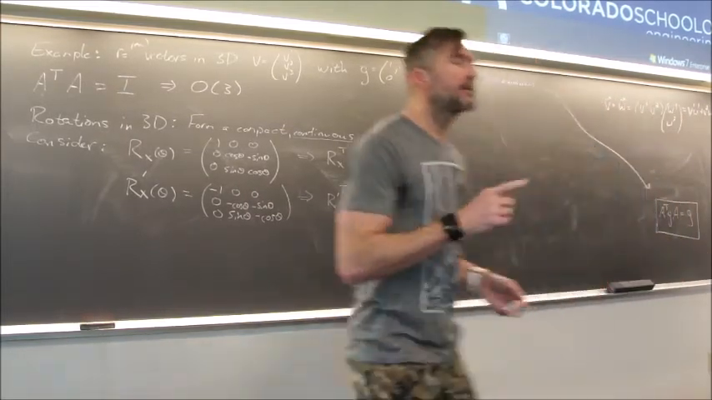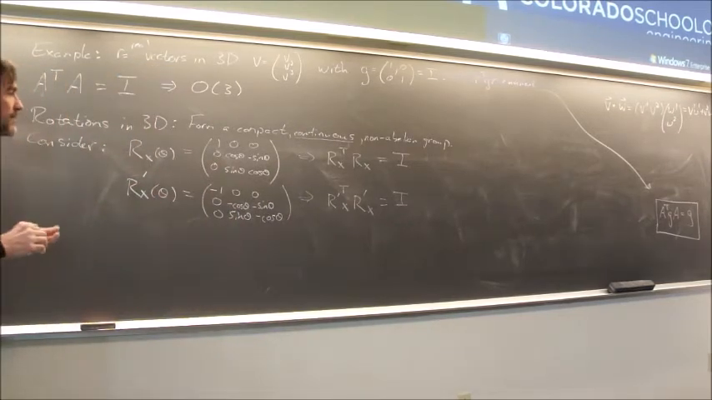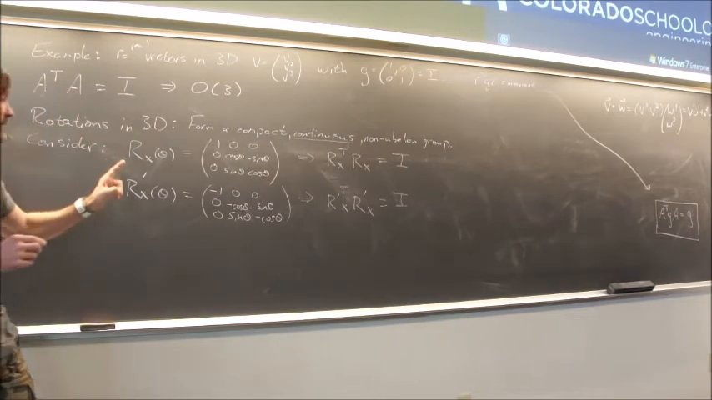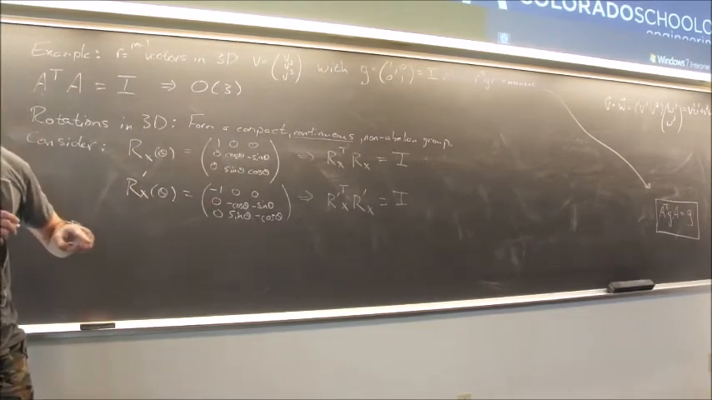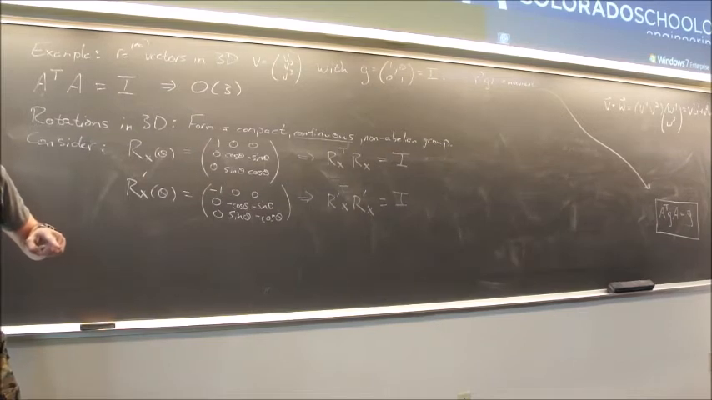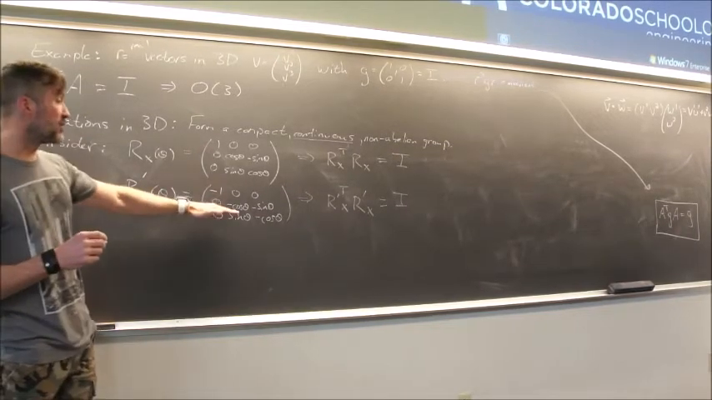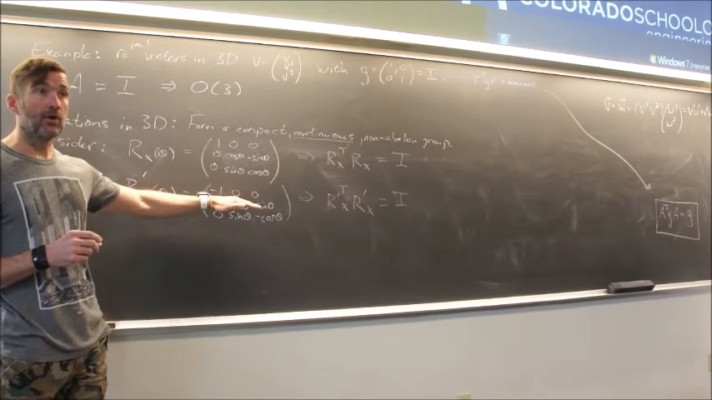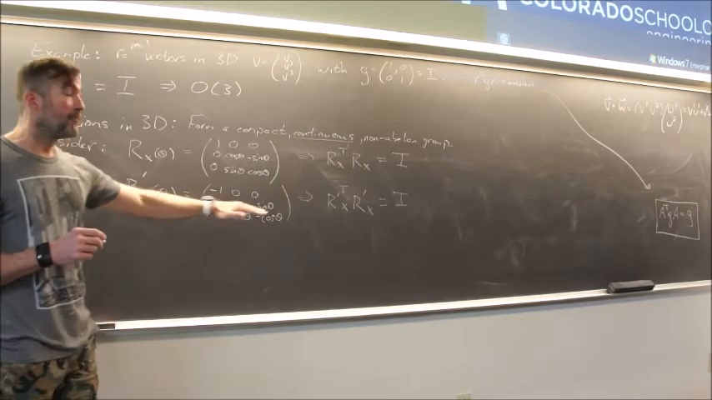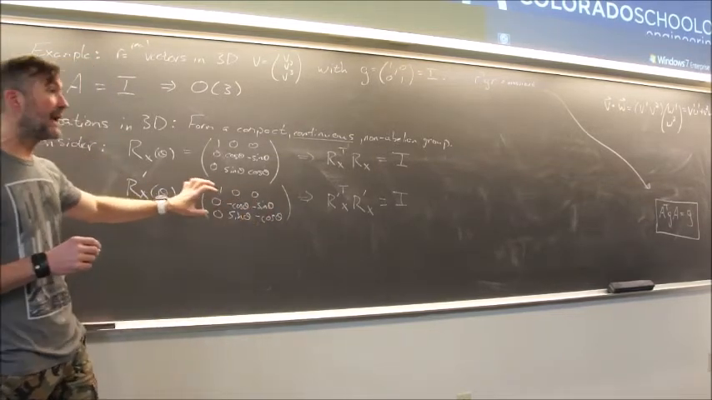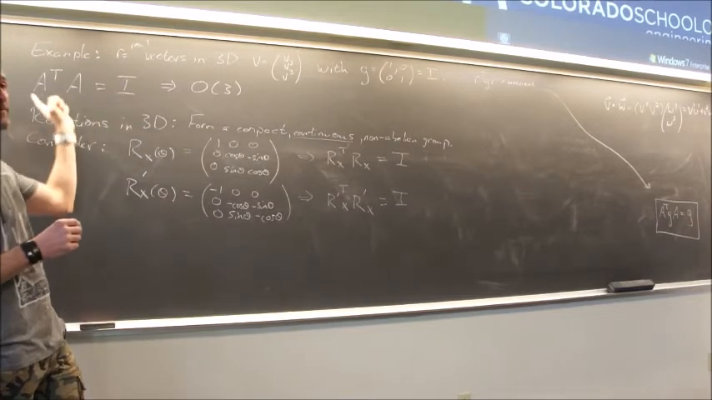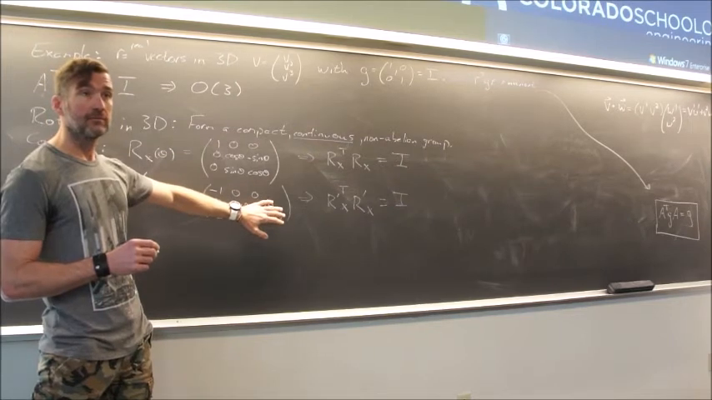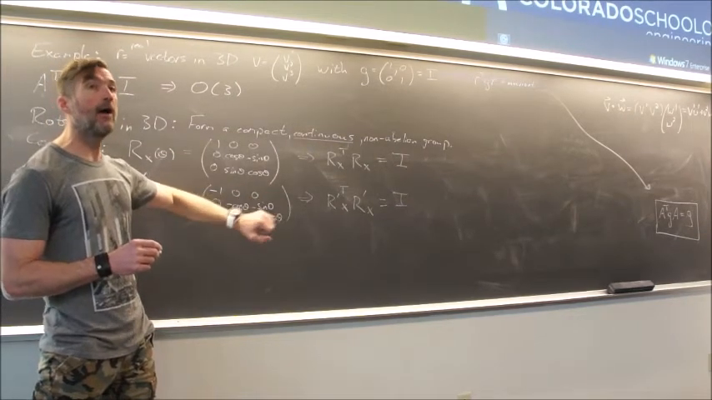So here's the important conclusion. If I used this condition to define rotations, then these would both have to be rotations. But I want to argue that this is not a rotation. We're going to figure out what it is in a minute, but somehow I would like to take all of the matrices that satisfy this condition, but get rid of the bad boys. So how am I going to do that?